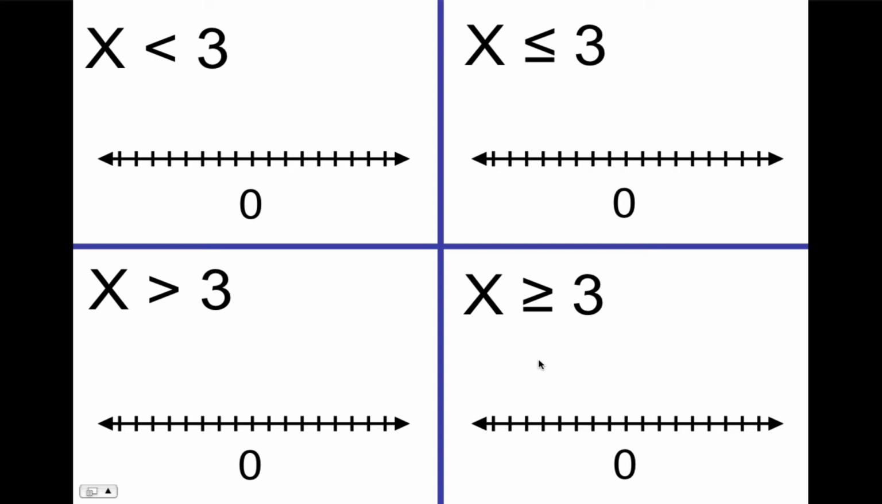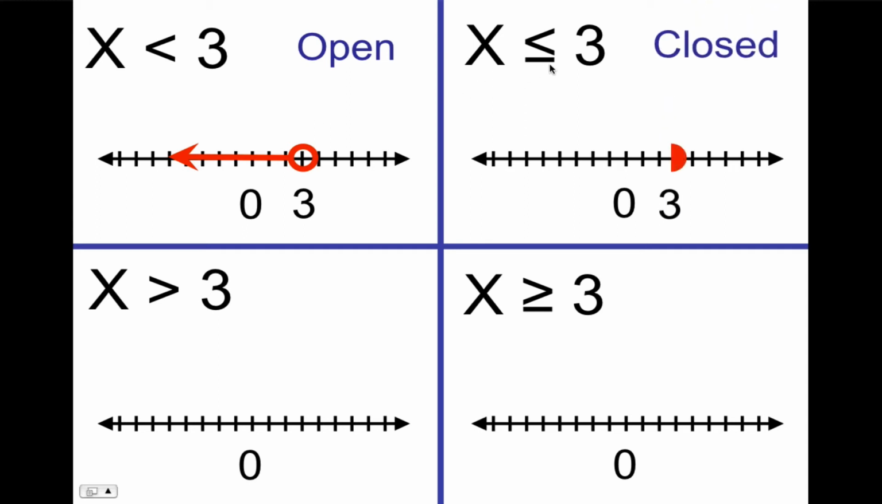So let's draw x is less than 3 first. It's going to be an open circle, and it's going to point to the left because it's less, like 2, 1, 0. X is less than or equal to 3. If it's equal, it has a closed circle, and it's also pointing to the left because it's less: 2, 1, 0, negative 1, negative 2. X is greater than 3. Should it be open or closed? Open circle at 3, facing to the right. Greater than 3 would be 4, 5, 6, 7, 8, or 9.